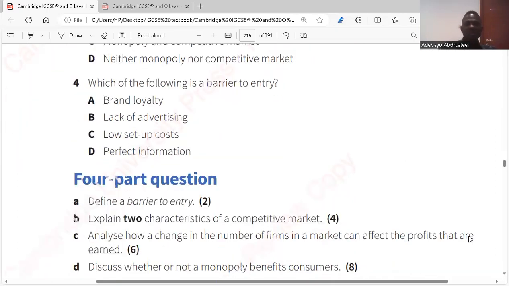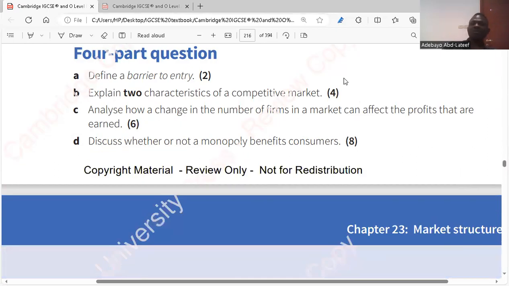Question 4. Which of the following is a barrier to entry? Which of the following is a barrier to entry? Brand loyalty. Brand loyalty is. Yes. That's all about market structure and monopoly. Should we do this? Which one?